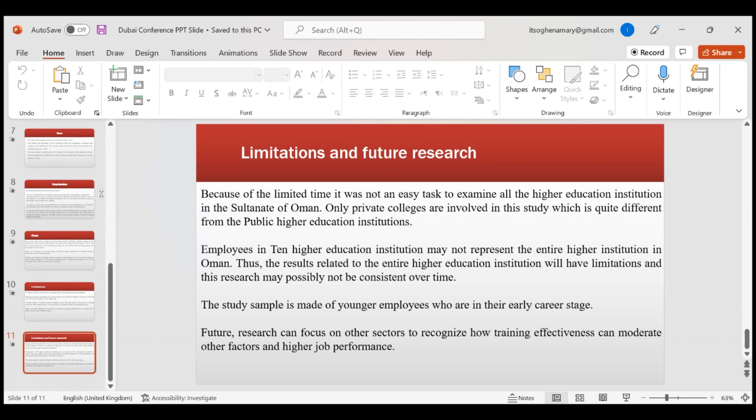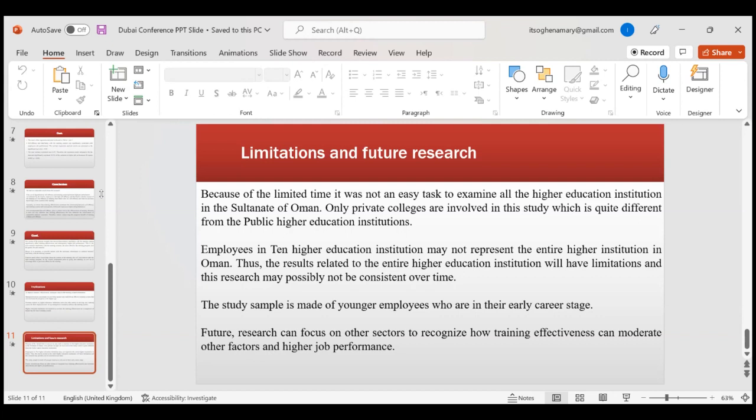Here we come up with some limitations and future research areas. One, we look at the time. Because of the time, it was not easy to examine all the higher institutions. As I said earlier, we looked at 10 higher institutions in Oman. We have more than 40 higher institutions in Oman, but we only considered 10.